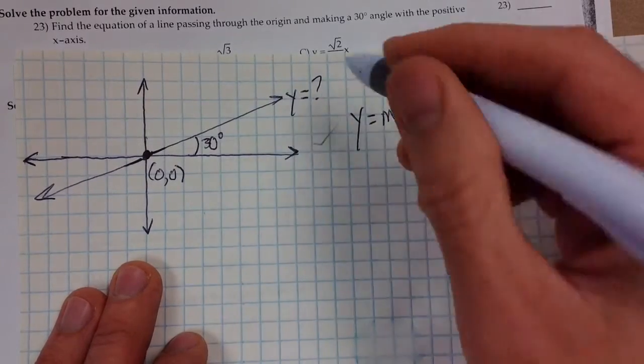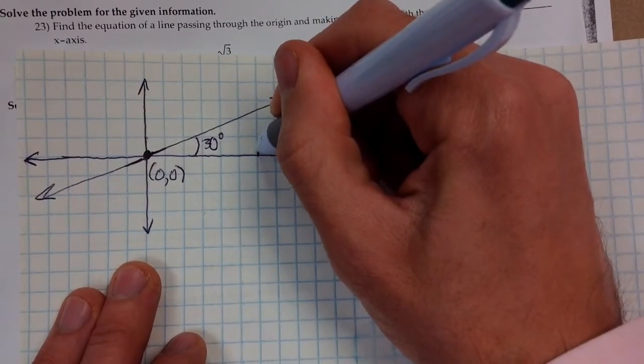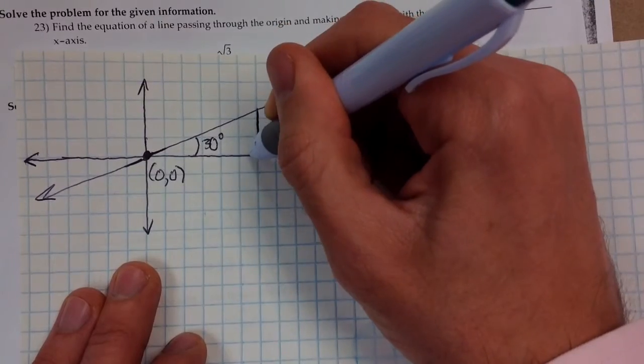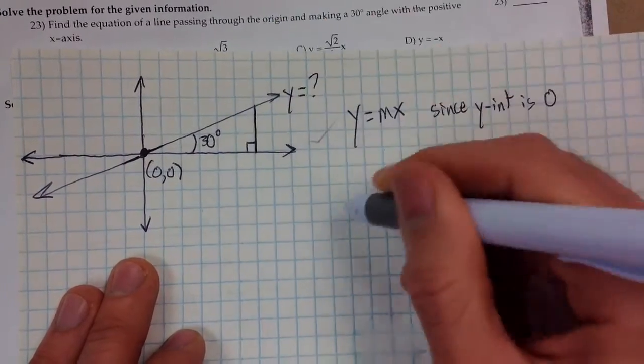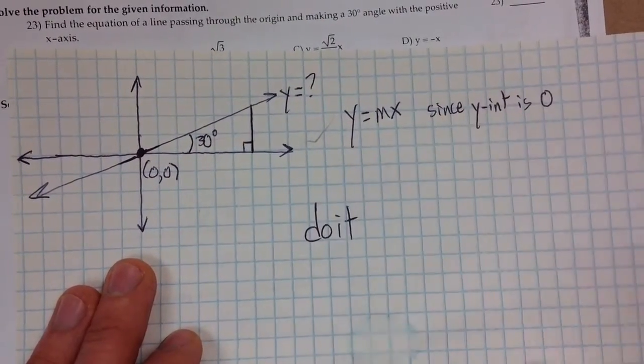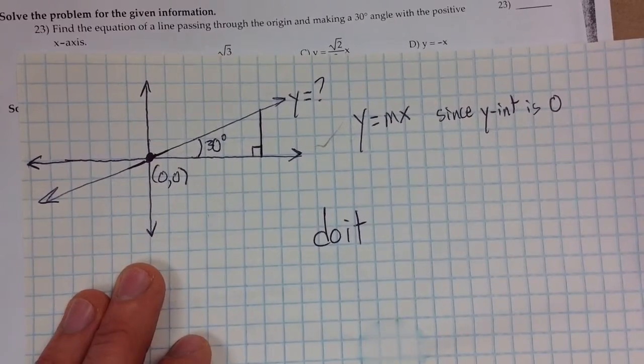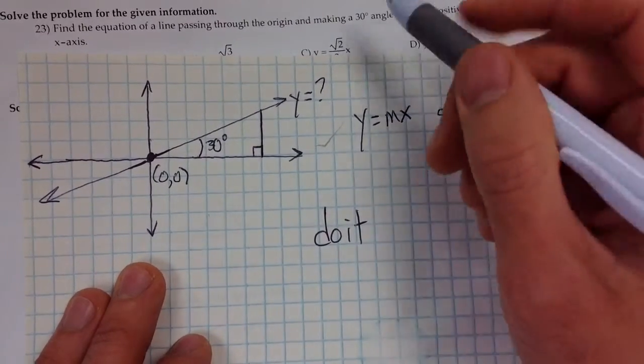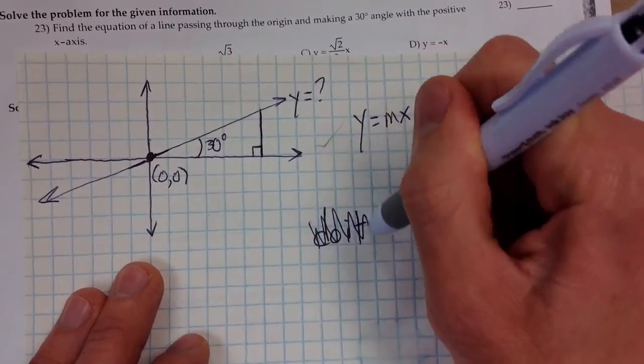30, 60, let's do it. Let's do it. It's one word. Do it. That's neither here nor there.